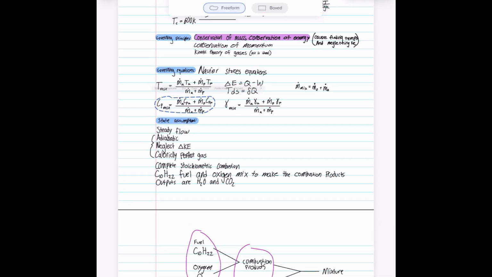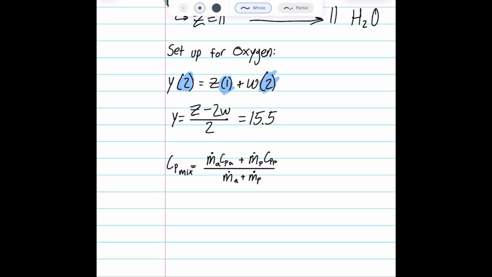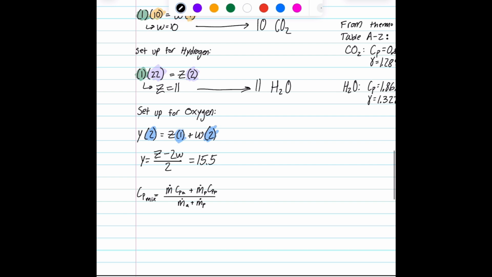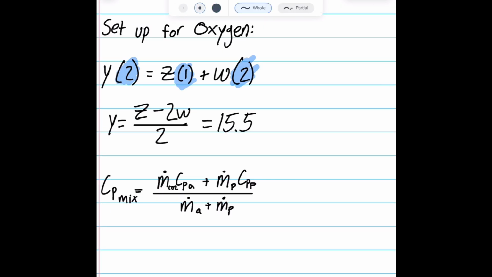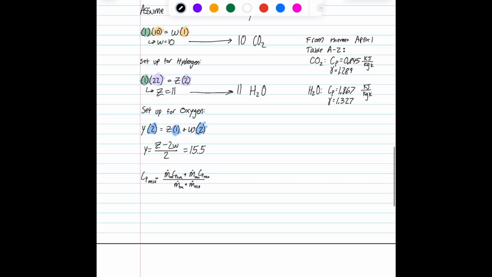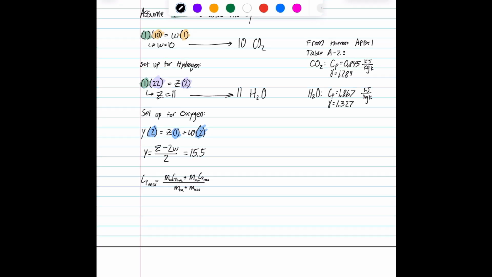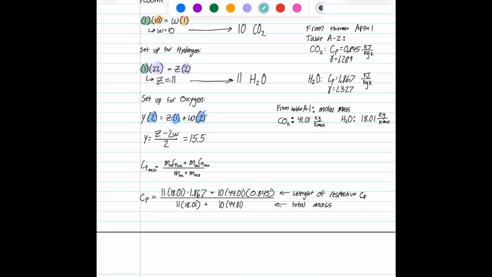Now we have enough information to actually find Cp of the combustion products. So this equation has been written out for the mixture of air and the combustion products, but first we need to find the actual Cp of the combustion products first. So that's from mixing CO2 and H2O. So this equation is the same regardless of if you use m dot or m, so I'm just going to erase these rates because we don't know the rates of CO2 and H2O. We only can find from a table what the molar masses are.